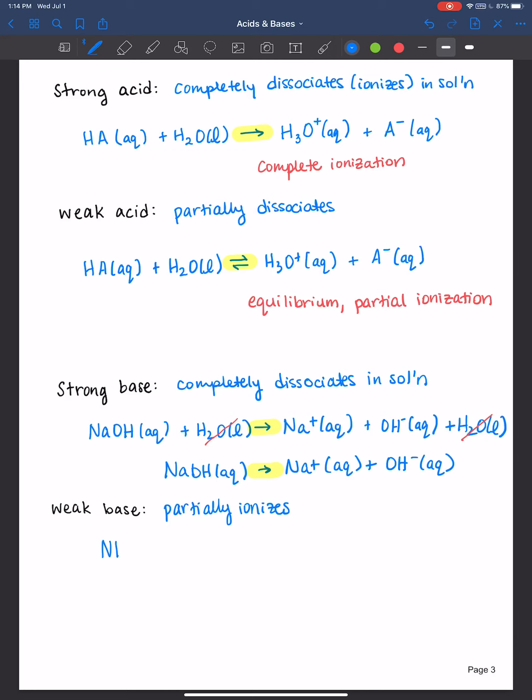And so the classic example of a weak base is ammonia plus water. Use that double-headed arrow to indicate partial dissociation. We're going to see that water here is going to be the acid to donate the proton to the ammonia. And doing so, if water loses a proton, it's only left with OH. And what is the formal charge of OH? Minus, right? That's the hydroxide.